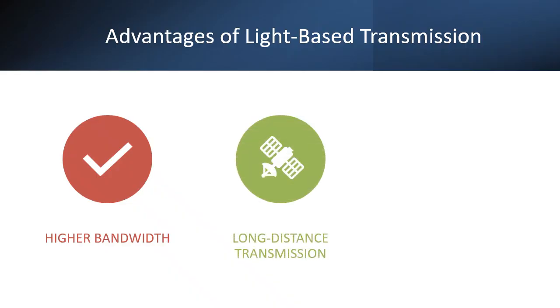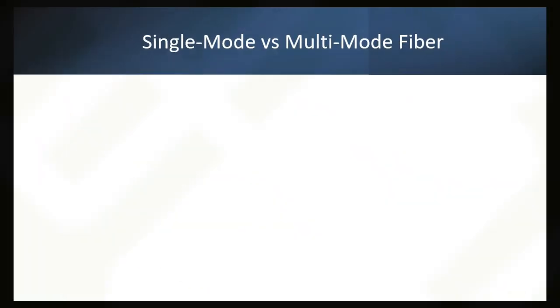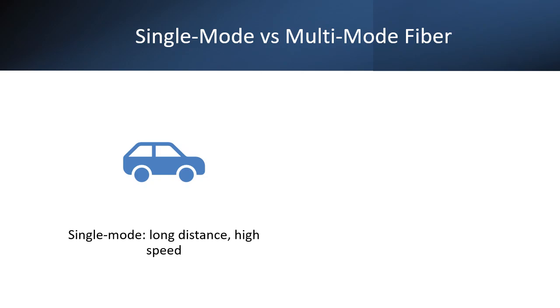Single mode versus multi-mode fiber. There are two main types of fiber optic cables. Single-mode fiber uses a very narrow core and is ideal for long-distance, high-speed communication. Multi-mode fiber has a wider core, is more affordable, and is commonly used for shorter distances.